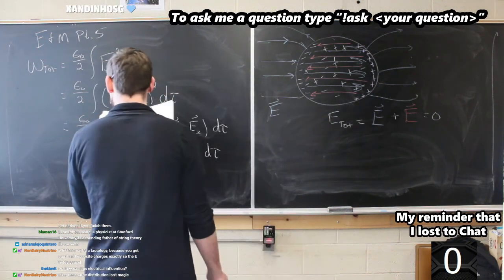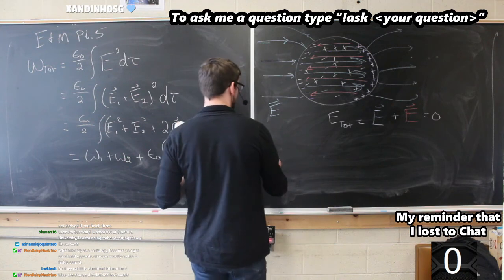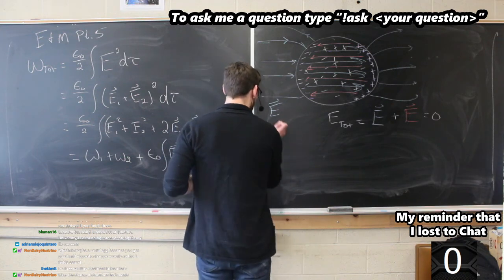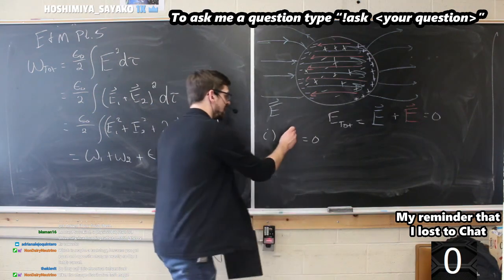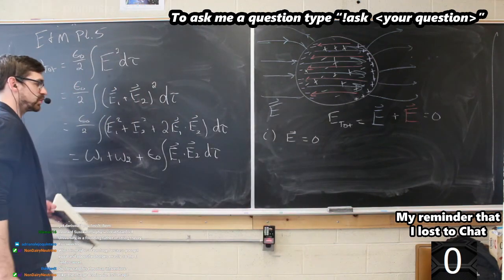So then what do we have here? So there's a few things we should learn about this. Well, the first one is that inside of a conductor, the electric field is 0. So that's what we just talked about and why it is that way.